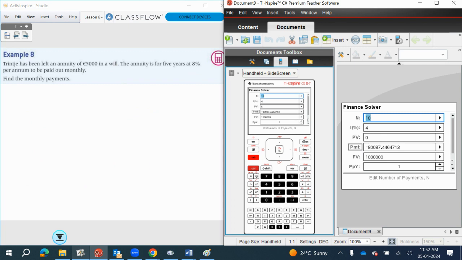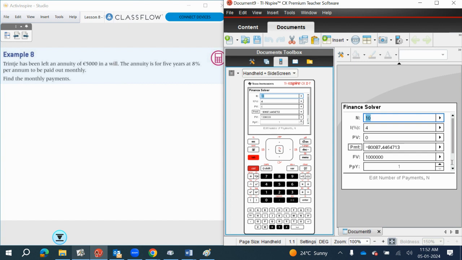So what's the difference between annuity and interest? An annuity is a payment made regularly, like monthly. It's an actual payment. Interest is the increase on the amount in an account.